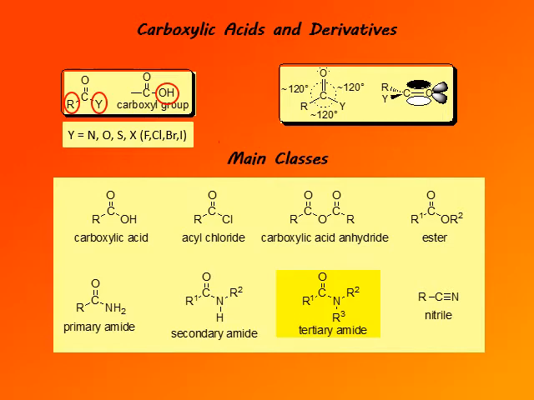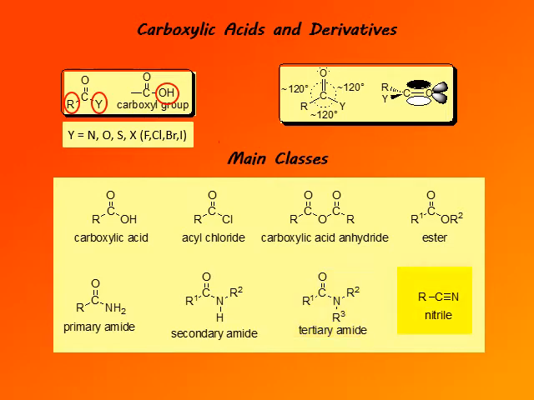Finally, a tertiary amide forms three bonds to carbon. The nitrogen of a tertiary amide forms three bonds to carbon, one to the carbonyl group, and the remaining two bonds to two hydrocarbon carbons. So as you can see, primary, secondary, and tertiary amides correspond to primary, secondary, and tertiary amines in terms of degree of substitution of the nitrogen atom.